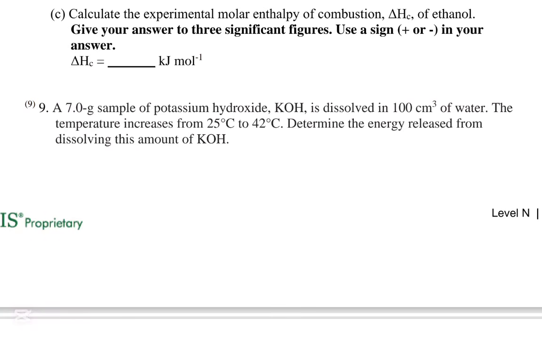So now we move on to question number 9. What does it say? It says a 7 gram sample of potassium hydroxide KOH is dissolved in 100 centimeter cubed of water. The temperature increases from 25 to 42. Determine the energy released from dissolving this amount of KOH. When they say the energy released, that means they're referring to Q. So they did not ask you for the change in heat or the delta H. They're asking you for the energy, Q.